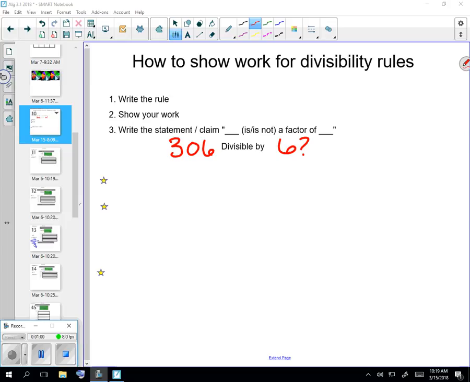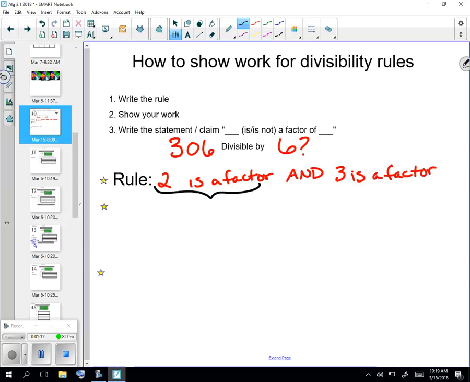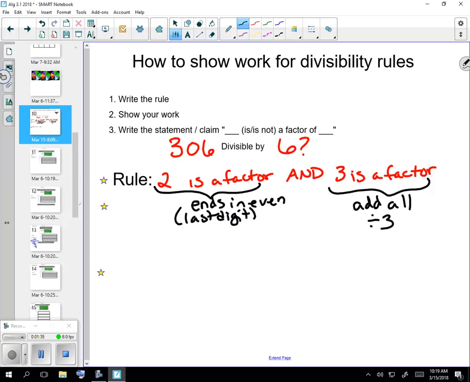When showing our work for divisibility rules, we have to write our rule out. So, is 306 divisible by 6? Our rule is 2 is a factor and 3 is a factor. What does that mean? Well, going back to our previous rule, 2 is a factor means ends in even, or your last number is even, and 3 is a factor means add all, then divide by 3.